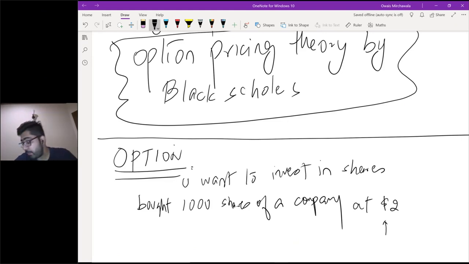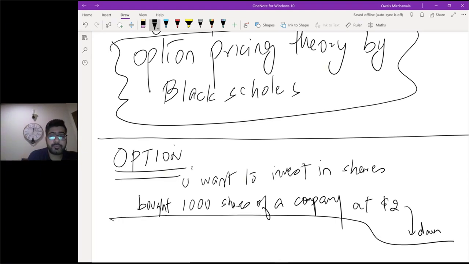Now let's suppose the share prices start moving up. Will you get a gain? Yes, and you will be happy. But what if the share prices start moving down? You will start suffering loss and you won't be happy. You may want to back off from this arrangement, but you can't, because you have already bought the shares. They're in your account. If you have to back off, you must sell, incur loss, and then go away. You cannot back off from this deal.